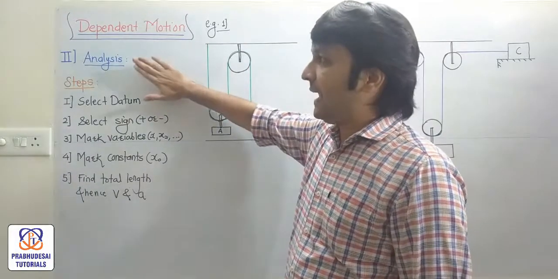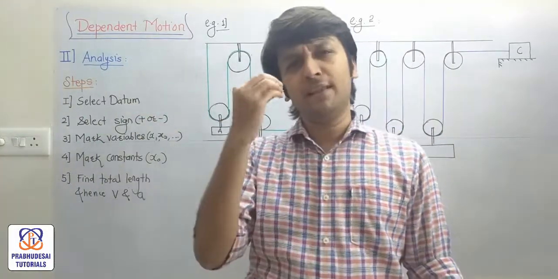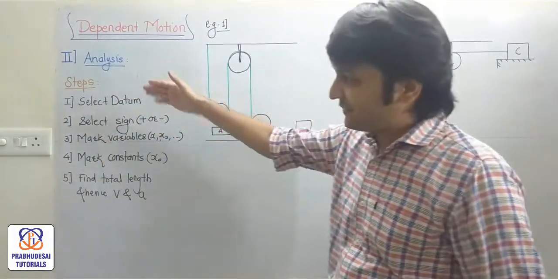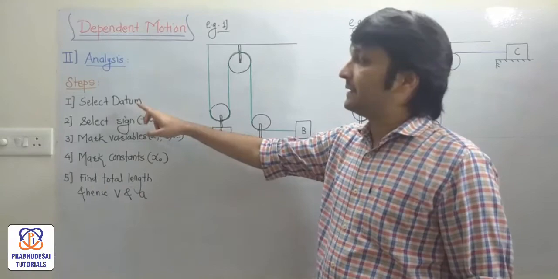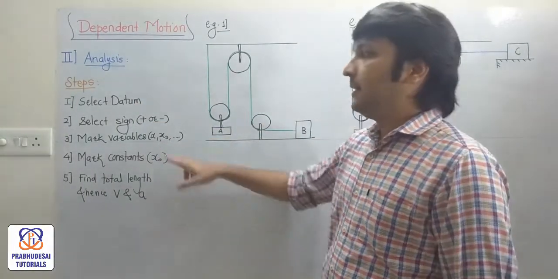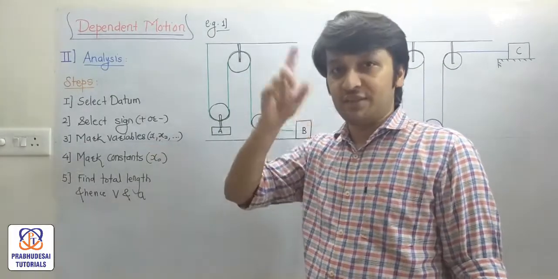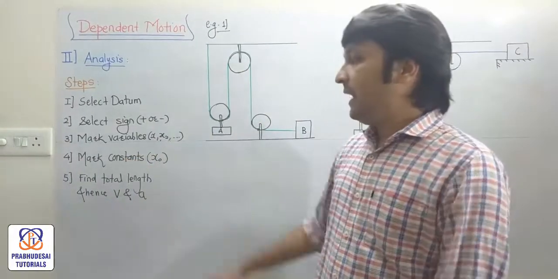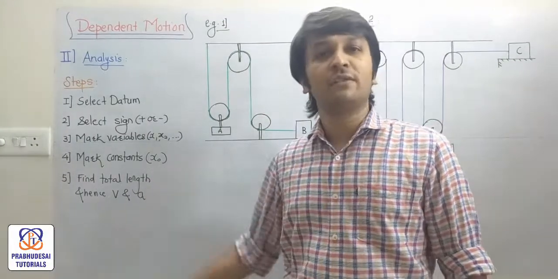Now dependent motion analysis. This is applicable for n number of strings and n number of objects. How? Check this. You have to go for 5 steps. What is step number 1? Select datum. Step number 2, select sign, plus or minus. How? I will explain. Mark variables, meaning moving distances or changing distances. Mark constants, that means fixed distances. And find total length, hence find velocity and acceleration.